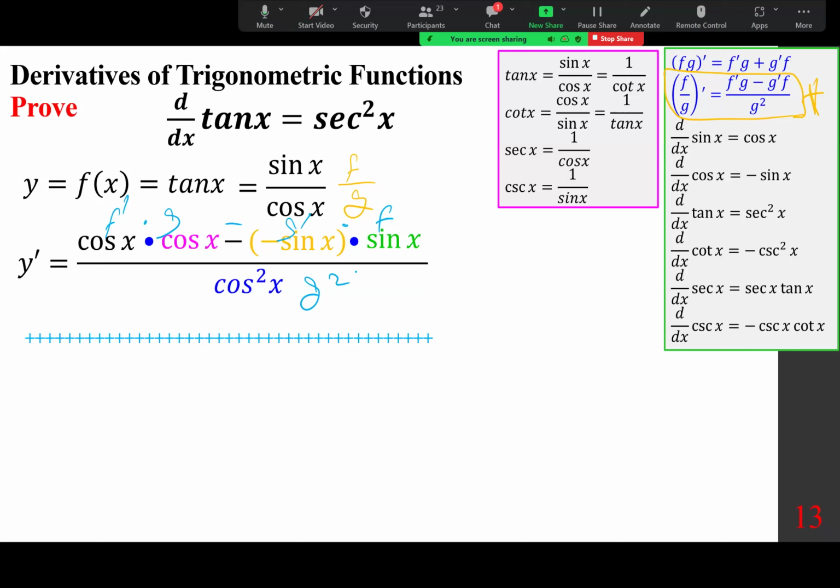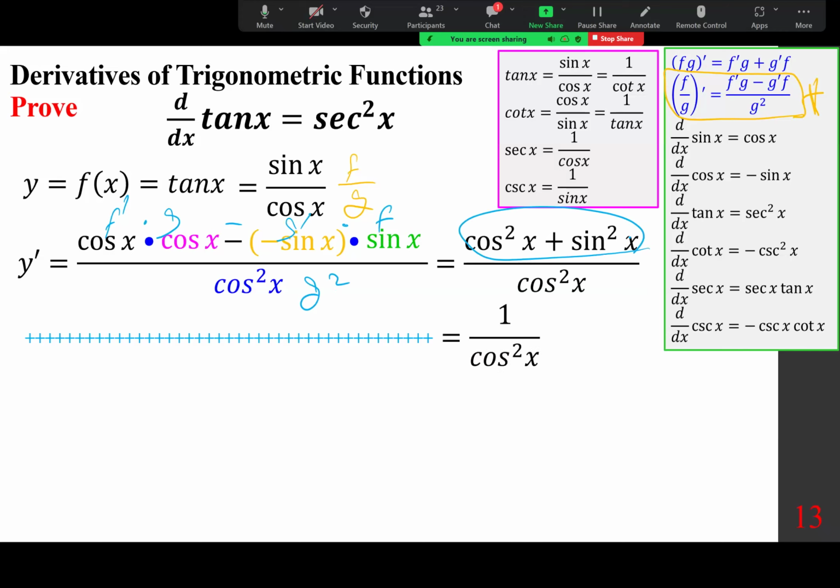The top is cosine squared plus sine squared. And we all know the Pythagorean identity, this is 1 over cosine squared. So if 1 over cosine is secant, 1 over cosine squared must be secant squared x.